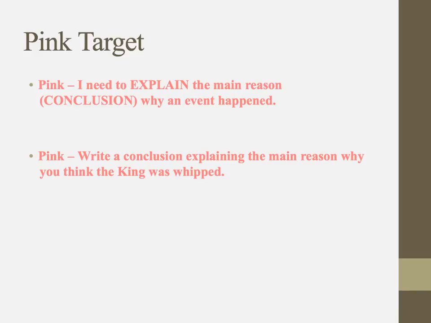Okay, so the pink target is to write a conclusion explaining the main reason why an event happened. So don't just tell me what you think the main reason was. Tell me why you think that reason is so important. Basically, a good conclusion, like a pink target, shouldn't just have 1 line. It should have 3, 4, 5 lines where you've explained which you think the main reason is and why it's so important.